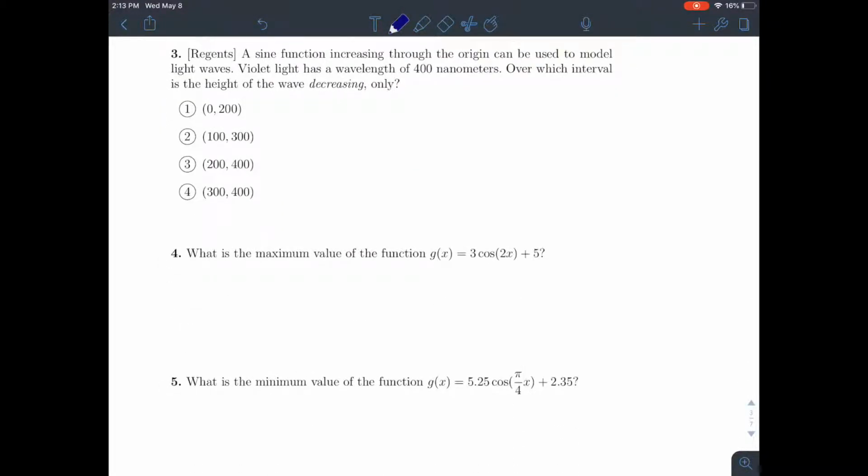A sine function increasing through the origin, so it's got to go through the origin. A sine function goes up, down, and then back to the midline. It can be used to model light waves. Violet light has a wavelength of 400 nanometers. So this will be 400 nanometers, which means that we can fill in the other tick marks. You've got 200 in the middle, 100 here, and 300 here.